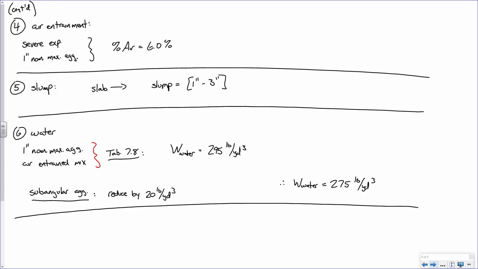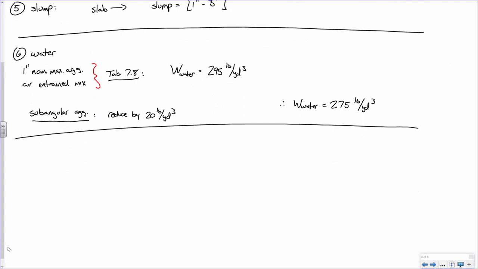Is everybody okay with this? Any questions so far? Okay, so we've got our weight of gravel, our weight of water, we've got our target air entrainment and all that. What we've now got to find is the weight of the cement. Okay, now, refresh my memory. What was the water cement ratio that we came up with? 0.44. All right, what is the weight of the water that we just came up with?